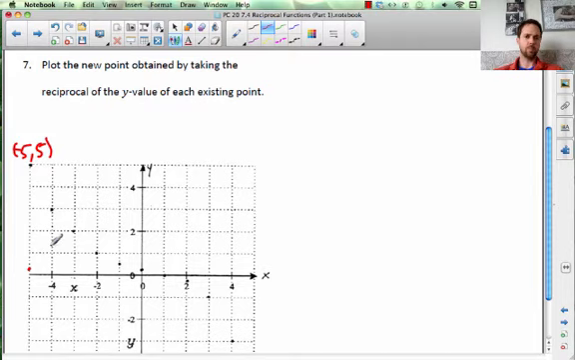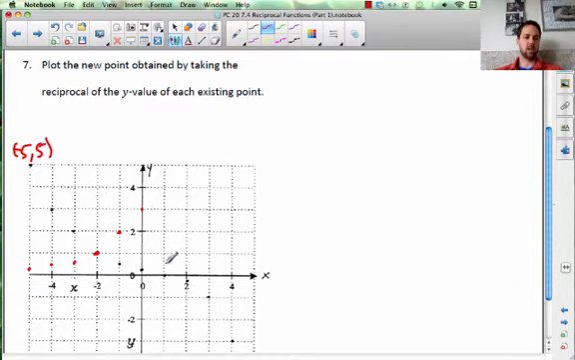This one is at negative 4 and 3, so that becomes negative 4 and 1/3. This one is negative 3 and 2, so that becomes negative 3 and 1/2. This one is negative 2 and 1, and 1 flipped is just 1, so that point's going to be exactly in the same place. This is a half, so negative 1 and positive 1/2. When you flip it, 1 divided by a half, you're going to get 2. This one, let's say, is 1/3, so it's going to put us right there.